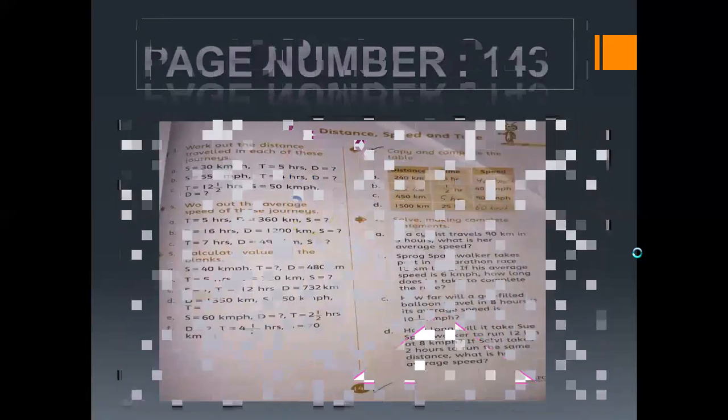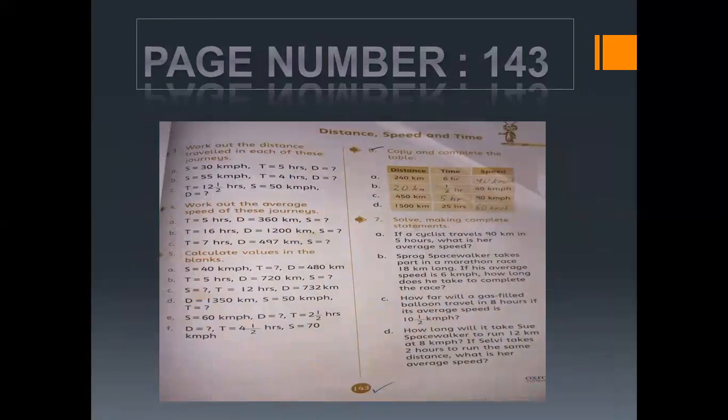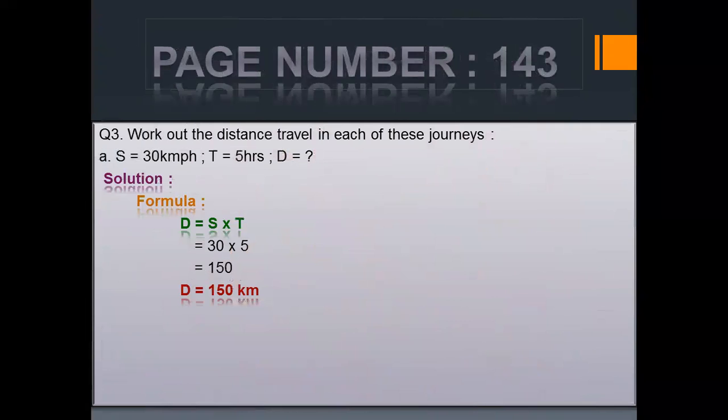Now come to the questions. On page 143, there are 5 questions, and only 4 questions are included in our scheme. Only questions 3, 4, 5 and 7 are included. Question number 3 is: work out the distance traveled in each of these journeys.